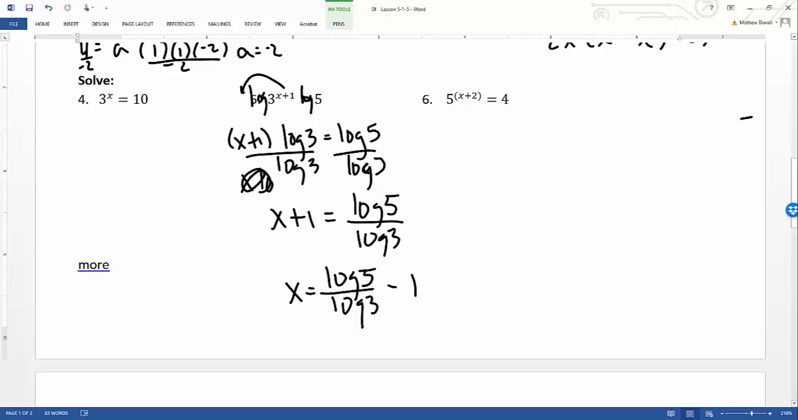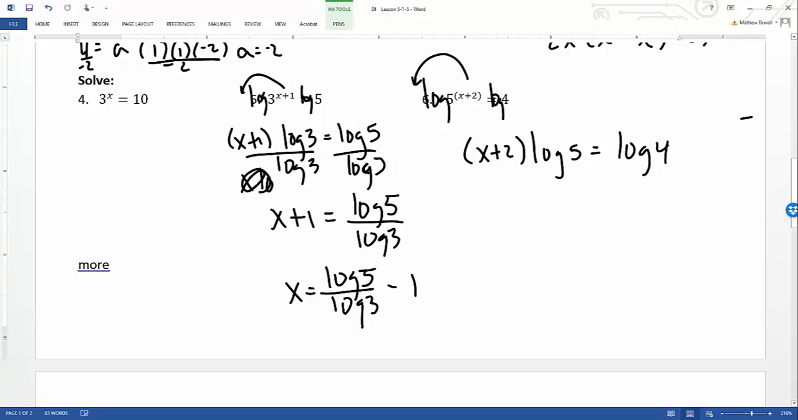Looking at number 6, convert it into a log. Now I can move the exponent to the front. Divide by log 5. Subtract the 2.